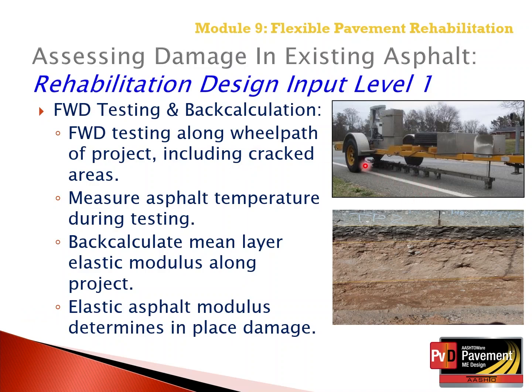So we're measuring the deflection basins in the wheel path along the project. We're then using the deflection basins that were previously discussed in Module 7 as an overview of pavement rehabilitation. We're using that data to then back calculate the modulus of the existing asphalt layer or layers, and then the resilient modulus of any underlying aggregate base layer and different subgrade soil strata. And that is used to determine the in-place damage of our flexible pavement.